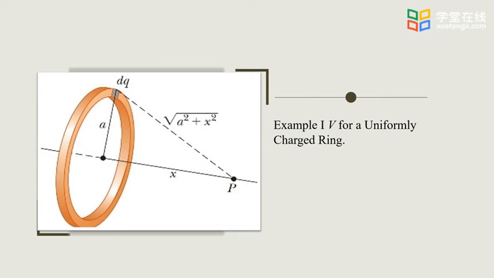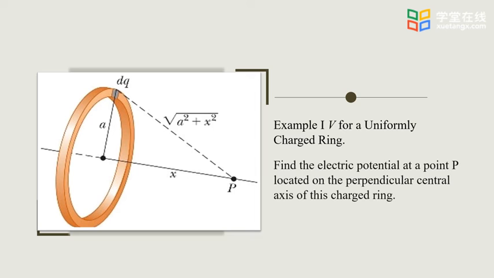Next, let me give you some examples. Please look at this figure. Here is a uniformly charged ring of radius a and total charge Q. Please find the electric potential at a point P located on the perpendicular central axis of this charged ring.